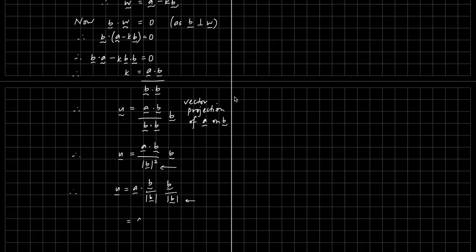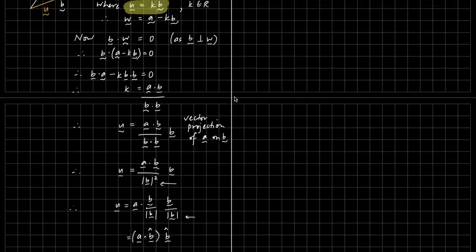Any vector divided by its own magnitude, remember, produces a unit vector in that direction. So that dot product could be written as a dot unit vector b, and then again vector b divided by its own magnitude is unit vector b. So that's the form that it is on your formula sheet. Now that's not quite as easy for calculation purposes, but it is actually quite useful in another way.